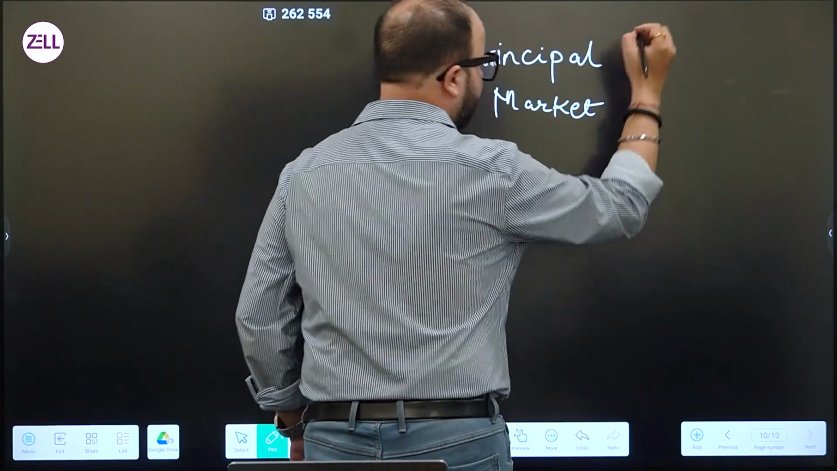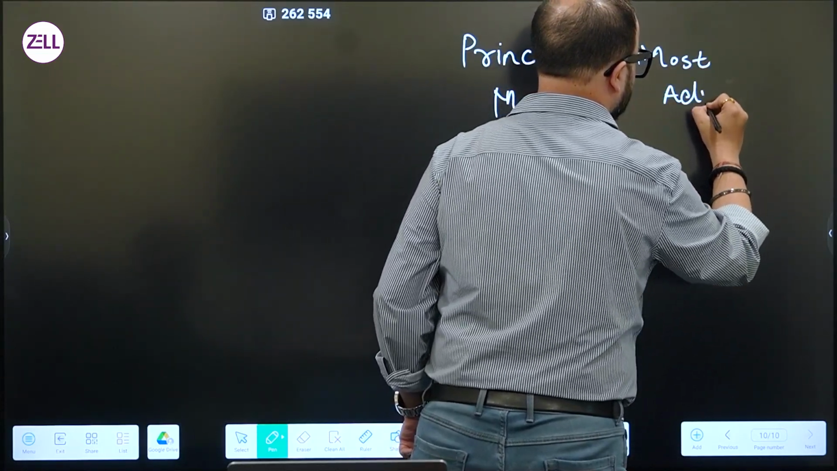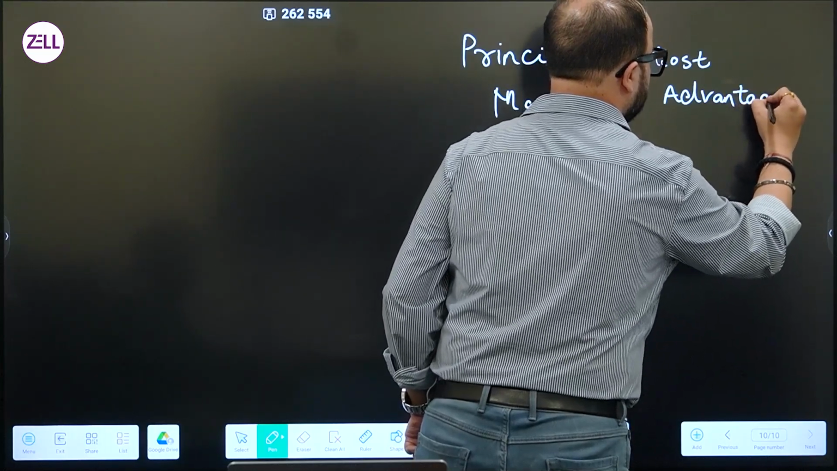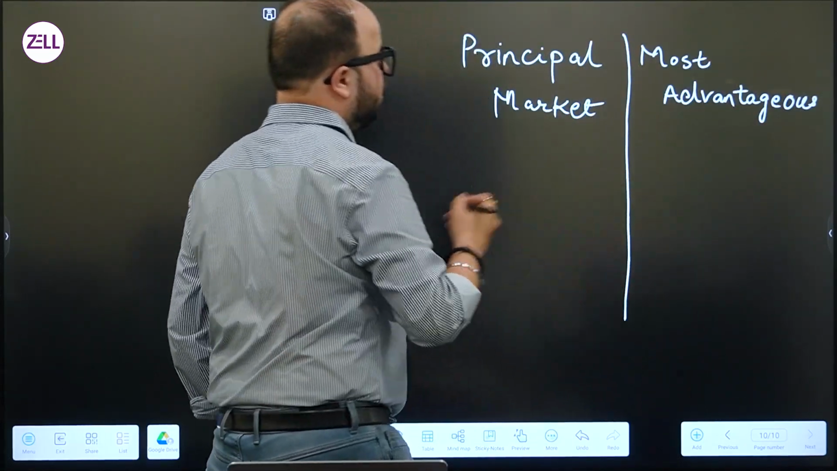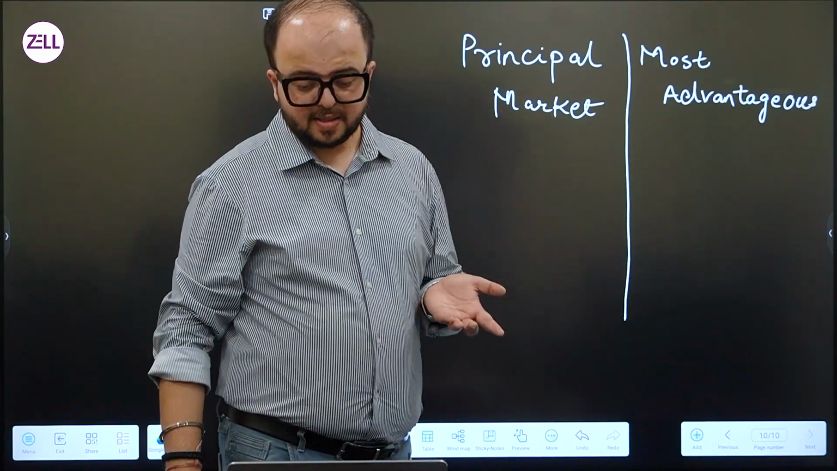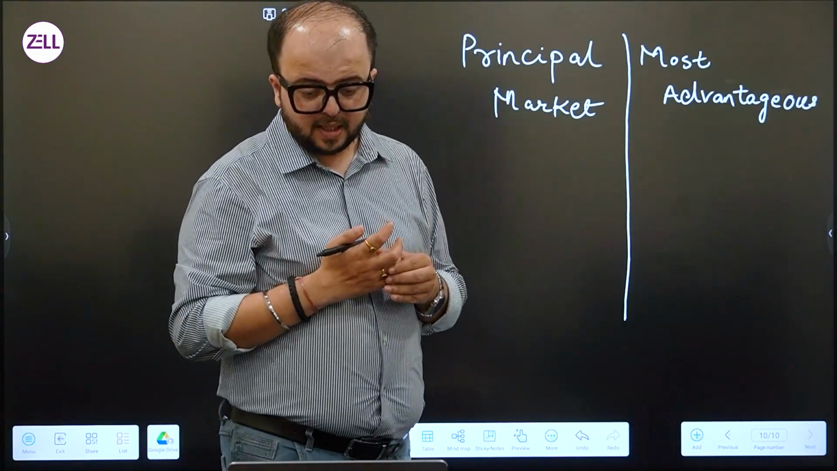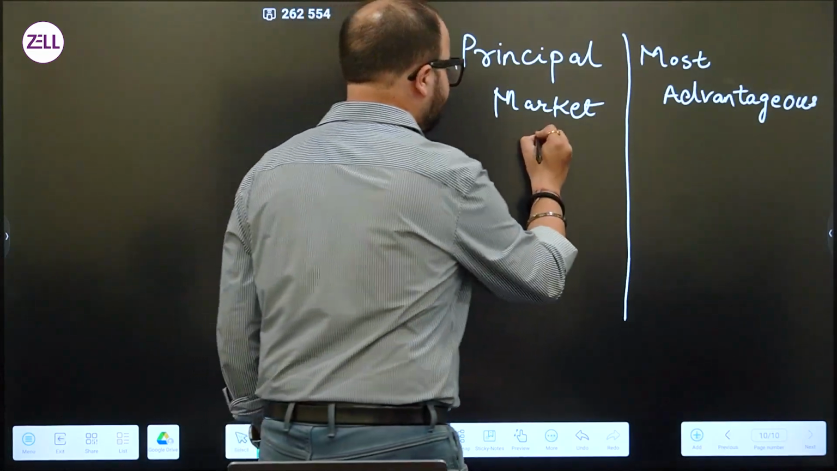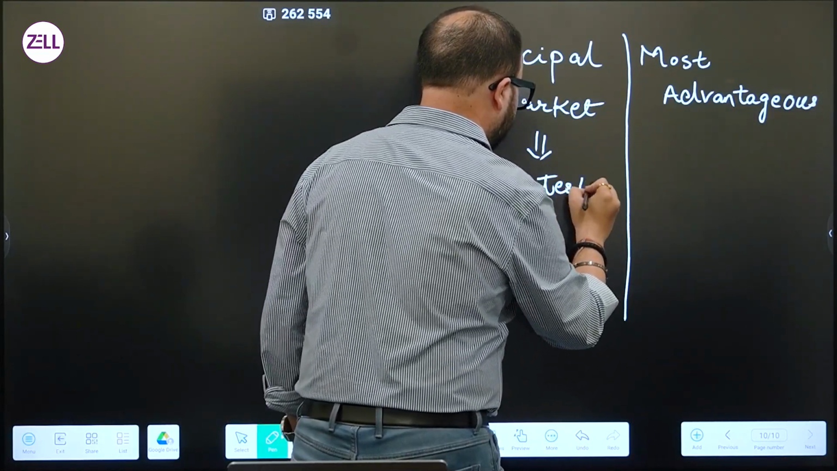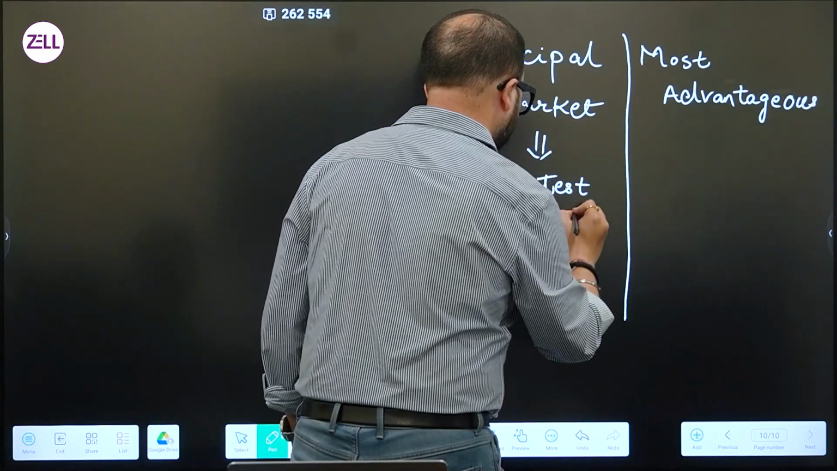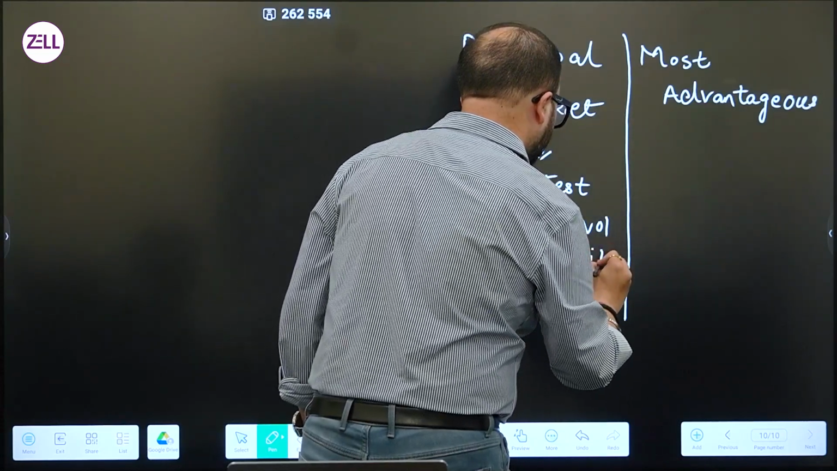And this one would be the most advantageous market. One market is the principal market. IFRS 13 says that mostly fair value should be calculated with reference to the principal market. And what exactly is the principal market? It is the market with the greatest level or volume of activity. That is my principal market.